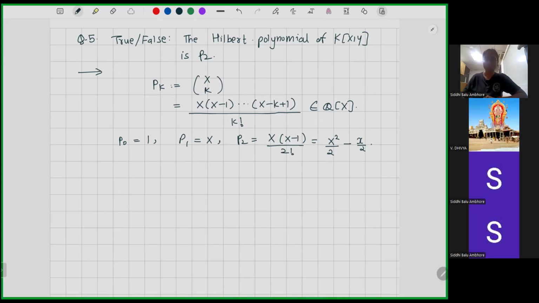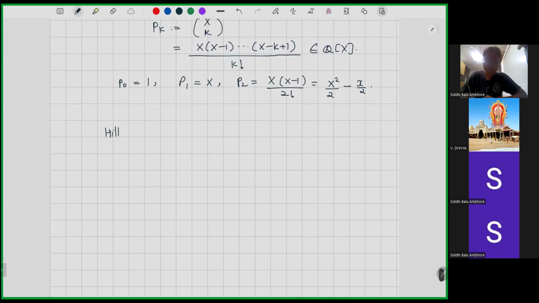Okay, so let us understand that first. What is the Hilbert function? Let R be an Artinian local ring, S is R[x1, ..., xn], and the degree of each xi is 1 for all i.